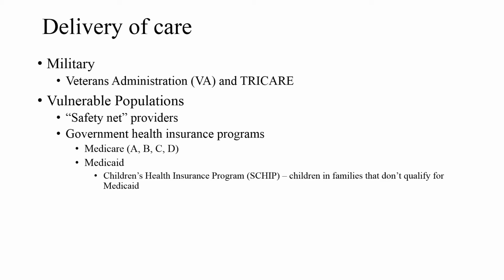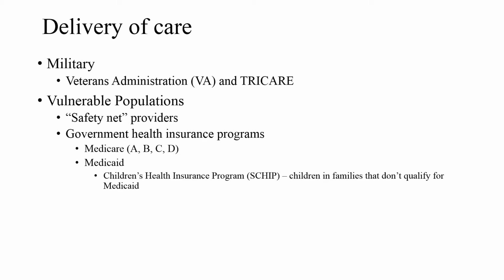And the others that are government run, we all know, are Medicare and Medicaid. With Medicare, you have plans A, B, C, and D. Just quickly, Medicare is a fee-for-service program, and Plan A will cover hospital insurance. Plan B will cover medical insurance.